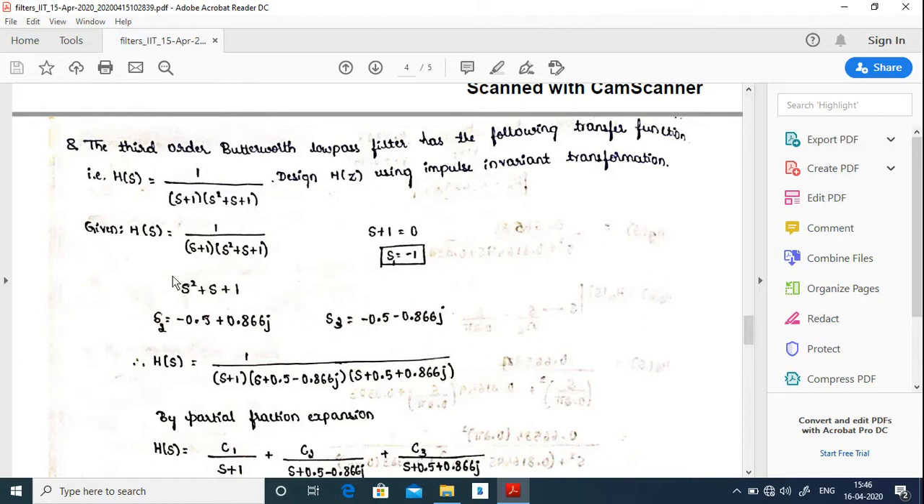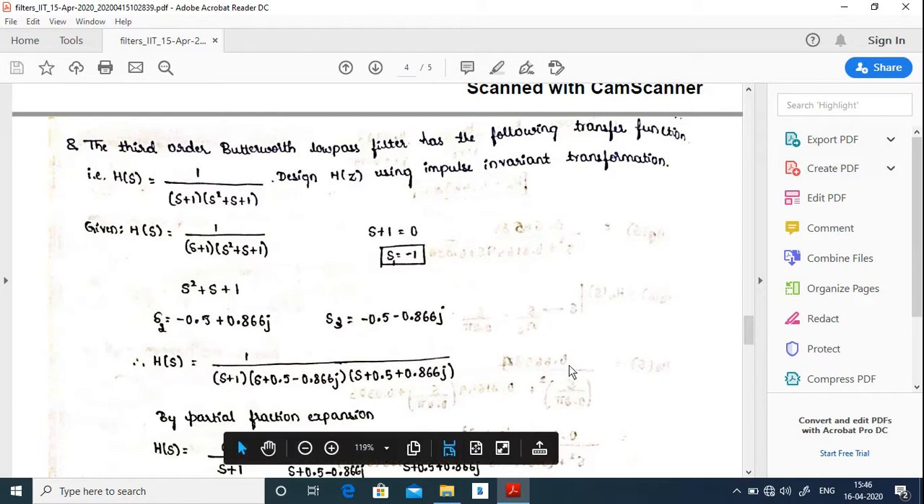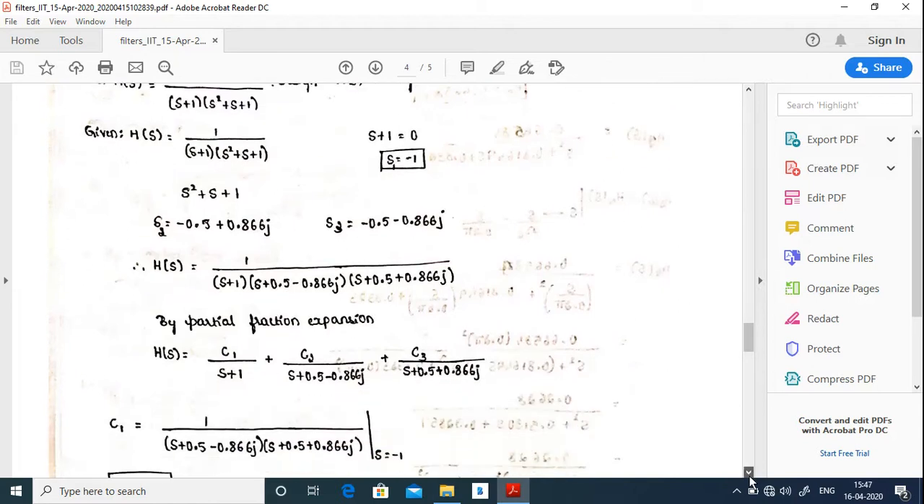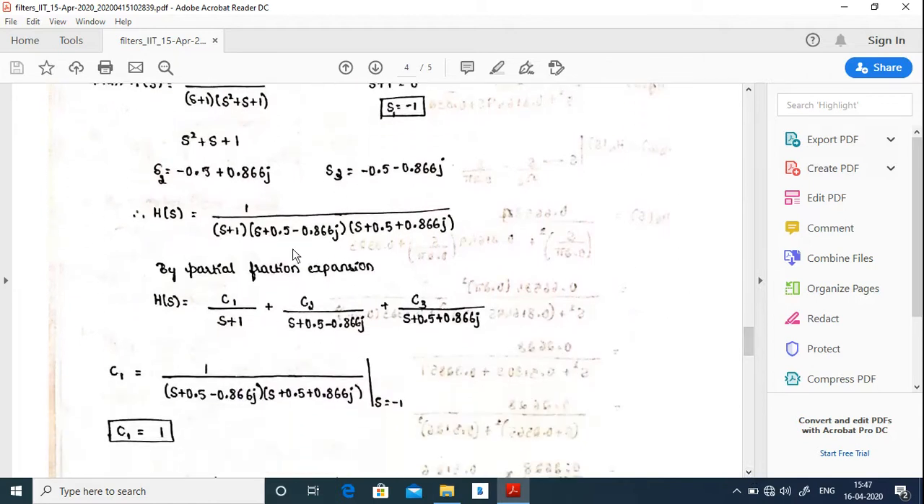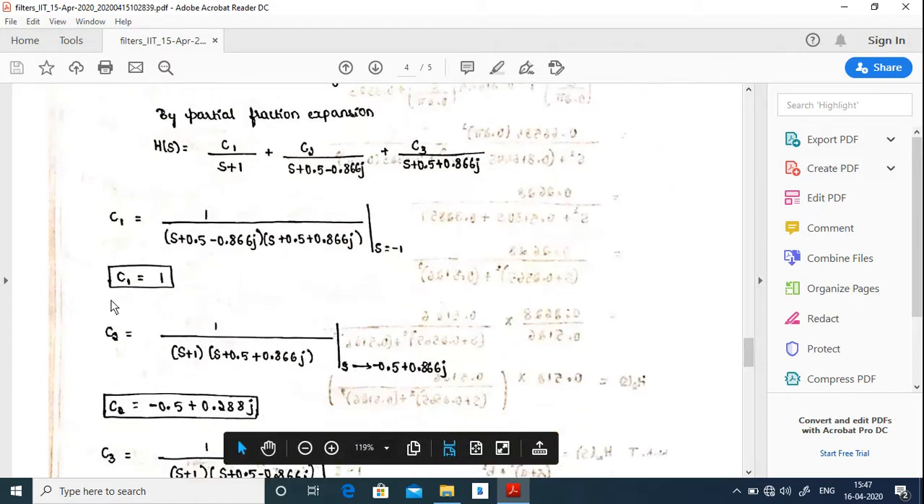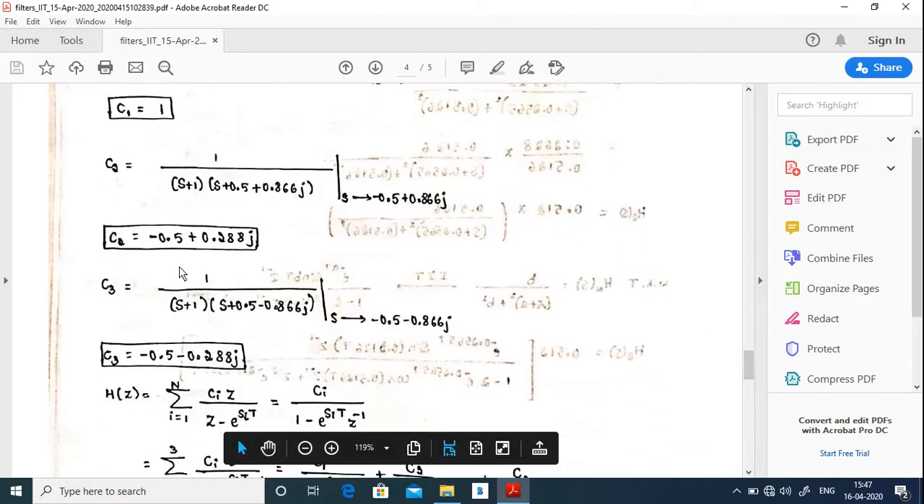Once you get s1, s2, s3, the same transfer function can be expressed like this. Now, since we are using the impulse invariant transformation technique, we need to apply the partial fraction method. By partial fraction expansion, this transfer function can be written as c1 / (s + 1) + c2 / (s - s2) + c3 / (s - s3). Find the values of c1, c2, c3. You'll get the value of c1 as 1. Similarly, find the value of c2; you'll get it like this. Similarly, find the value of c3. Since s2 and s3 are conjugates of one another, obviously c2 and c3 will be conjugates of one another. That is what is reflected here.